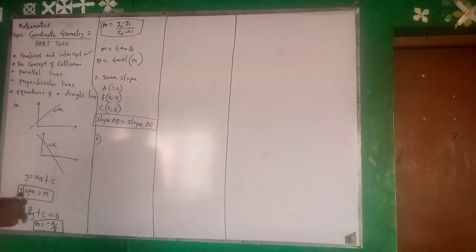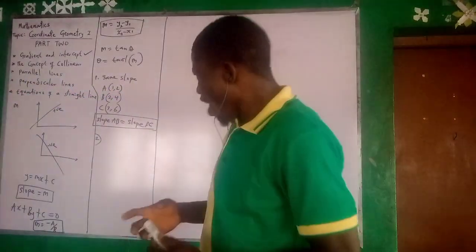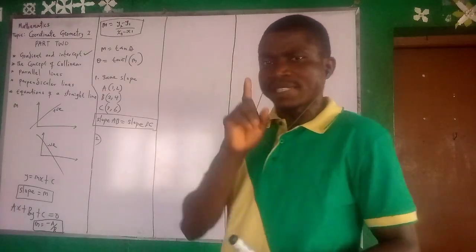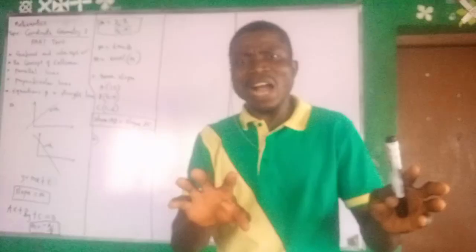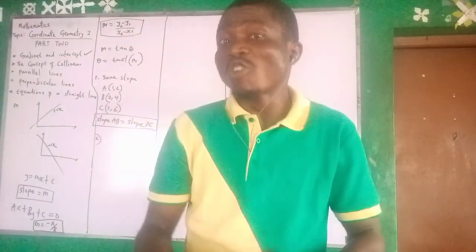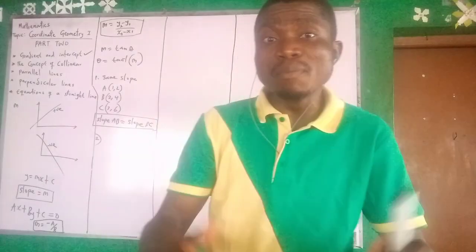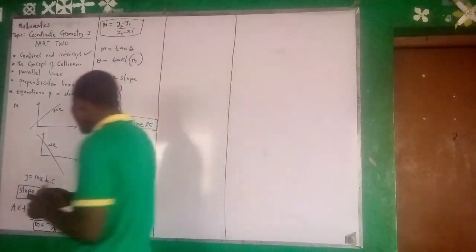The second condition: for 3 points to be collinear, the area of the triangle formed by those 3 points must be 0. So don't forget. Now 3 lines can also be collinear if they are parallel to each other and as well have the same gradient. You understand? Okay.